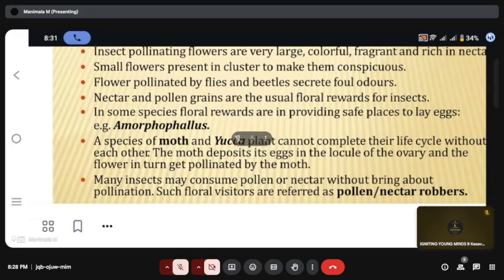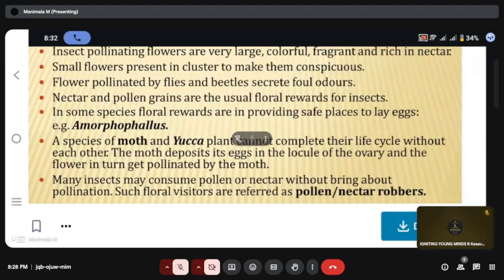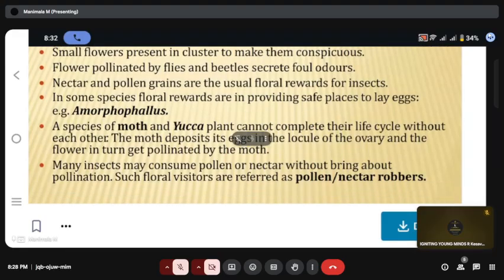Okay, and a species of moth and yucca plant cannot complete the life cycle without each other. So yucca is a plant, moth is an insect. They will not complete their life cycle without each other. So the moth deposits eggs into the locule of the ovary, and the flower is in turn pollinated by the moth. Underline it, it is a special character here. Make a note: a species of moth and yucca plant cannot complete their life cycle without each other.